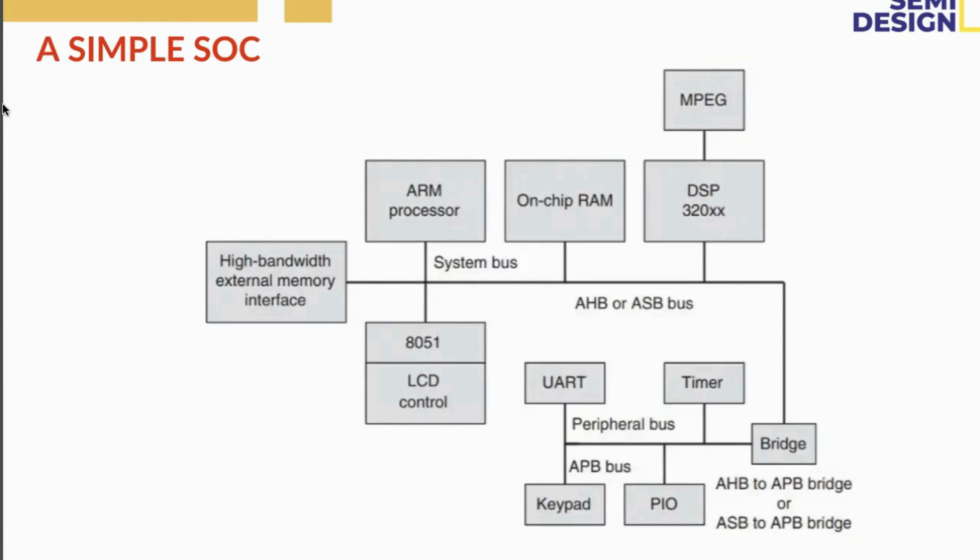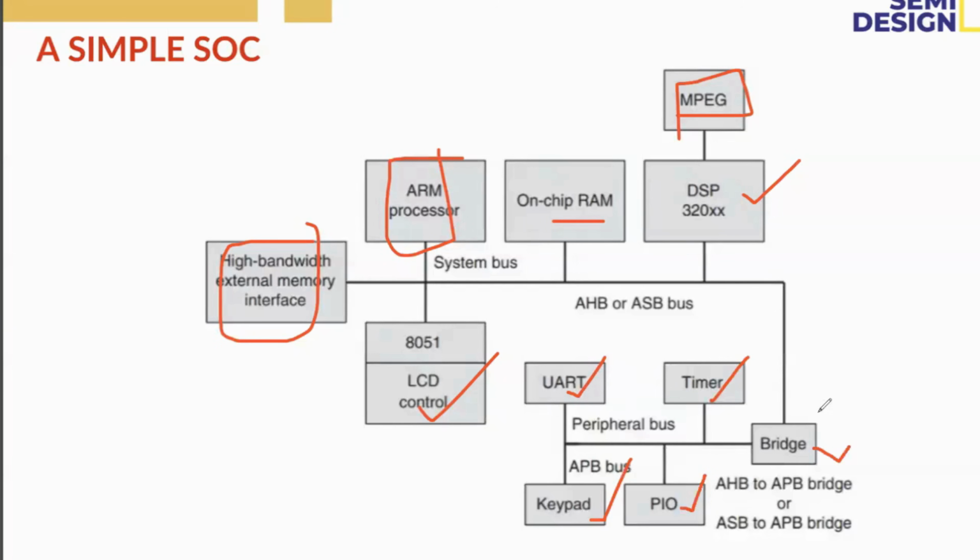Okay. So here, what are the different IPs there? This is a high bandwidth memory interface, and there is an ARM processor, on-chip RAM, one digital signal processing block, MPEG, and one LCD controller, UART, timer, keypad, PIO, peripheral IO, and some bridge, nothing but AHB to ASB.